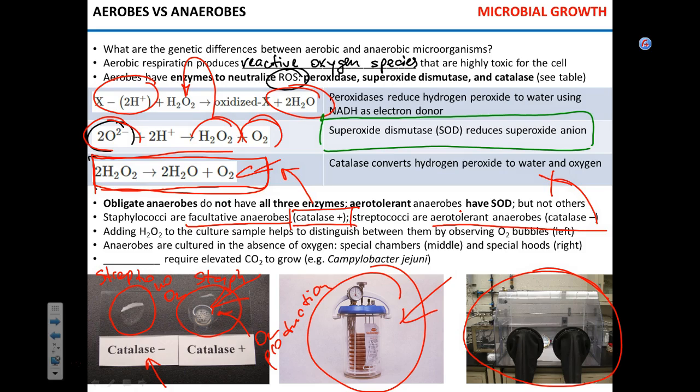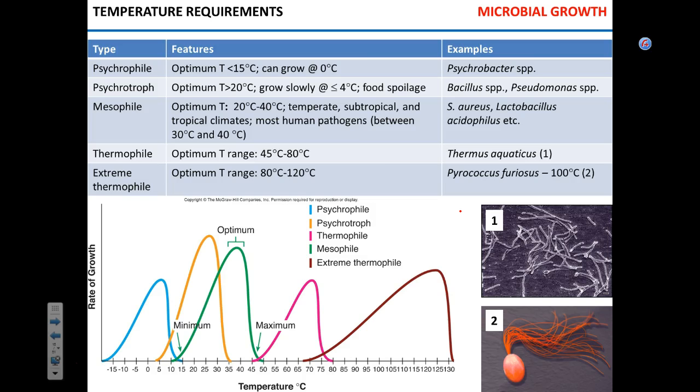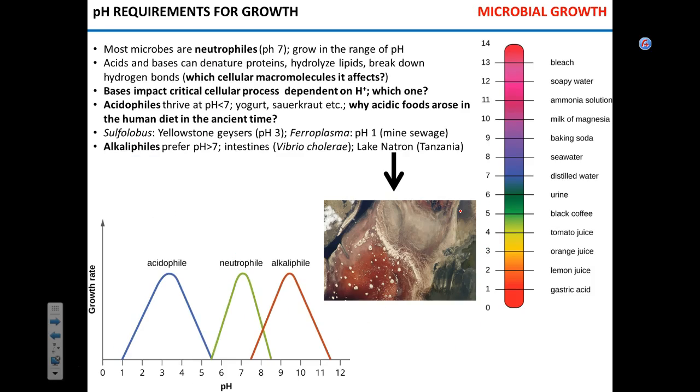Some microbes also require CO2 to grow, and these are called capnophiles. Campylobacter jejuni, the same Goldilocks microbe, is an example of a capnophile. Okay. That makes sense? Can we move on?